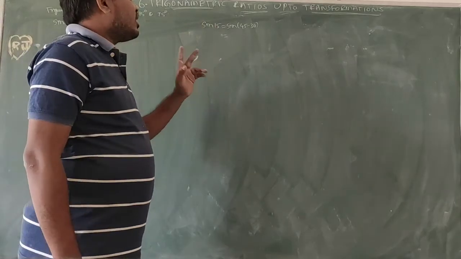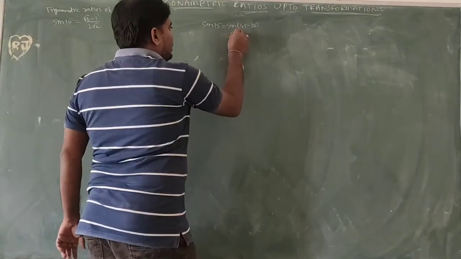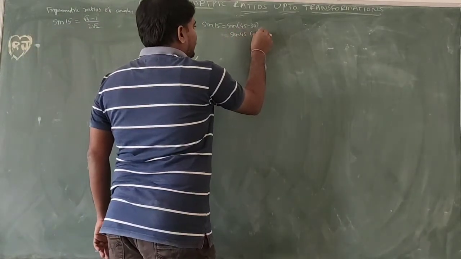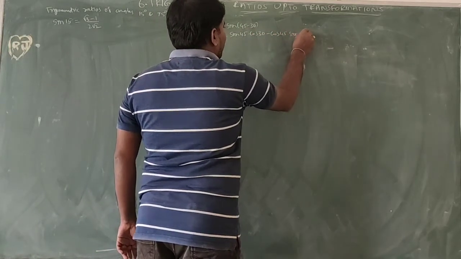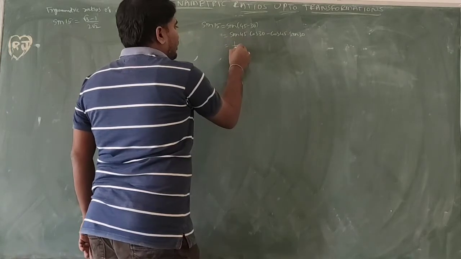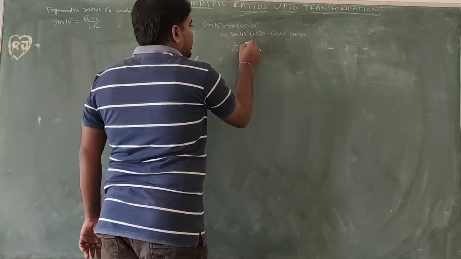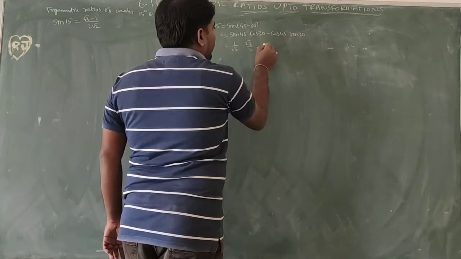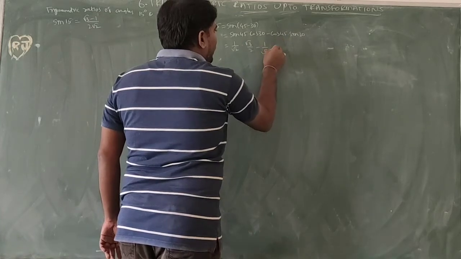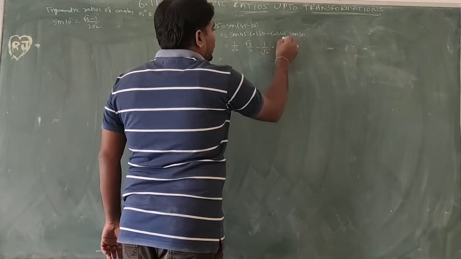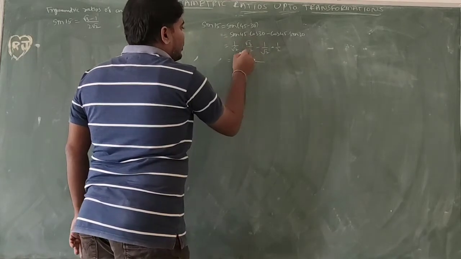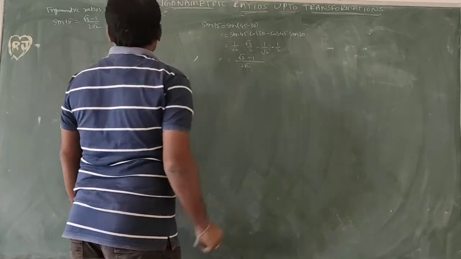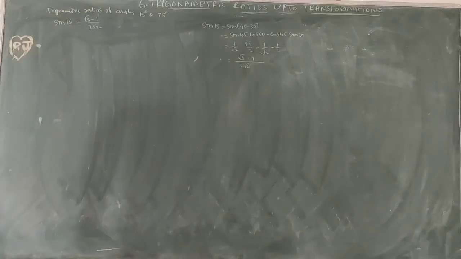minus cos A sin B: sin 45 cos 30 minus cos 45 sin 30. Sin 45 is 1 by root 2, cos 30 is root 3 by 2, minus cos 45 which is 1 by root 2 into sin 30 which is 1 by 2. So the denominator is 2 root 2, numerator 1 into root 3 minus 1. Root 3 minus 1 by 2 root 2.